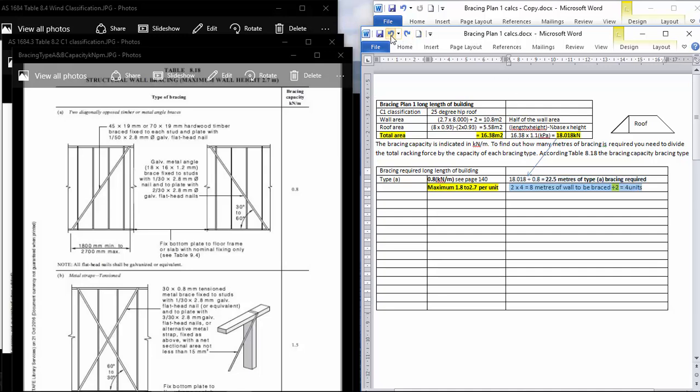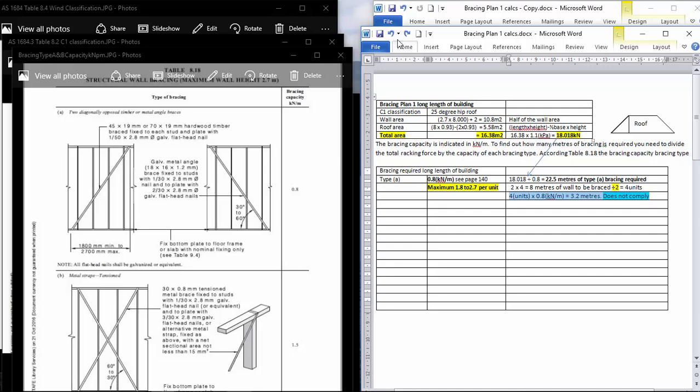Our minimum and maximum is 1.8 to 2.7. We're going to allow 2 metres. We have 2 walls, 4 metres long, gives us 8 metres of wall to be braced. We divide that by 2 because that's the bracing unit length we're using, and that gives us 4 units of 2 metre bracing. We then multiply these 4 units by our 0.8 capacity, and that gives us 3.2 metres of wall, and this does not comply.